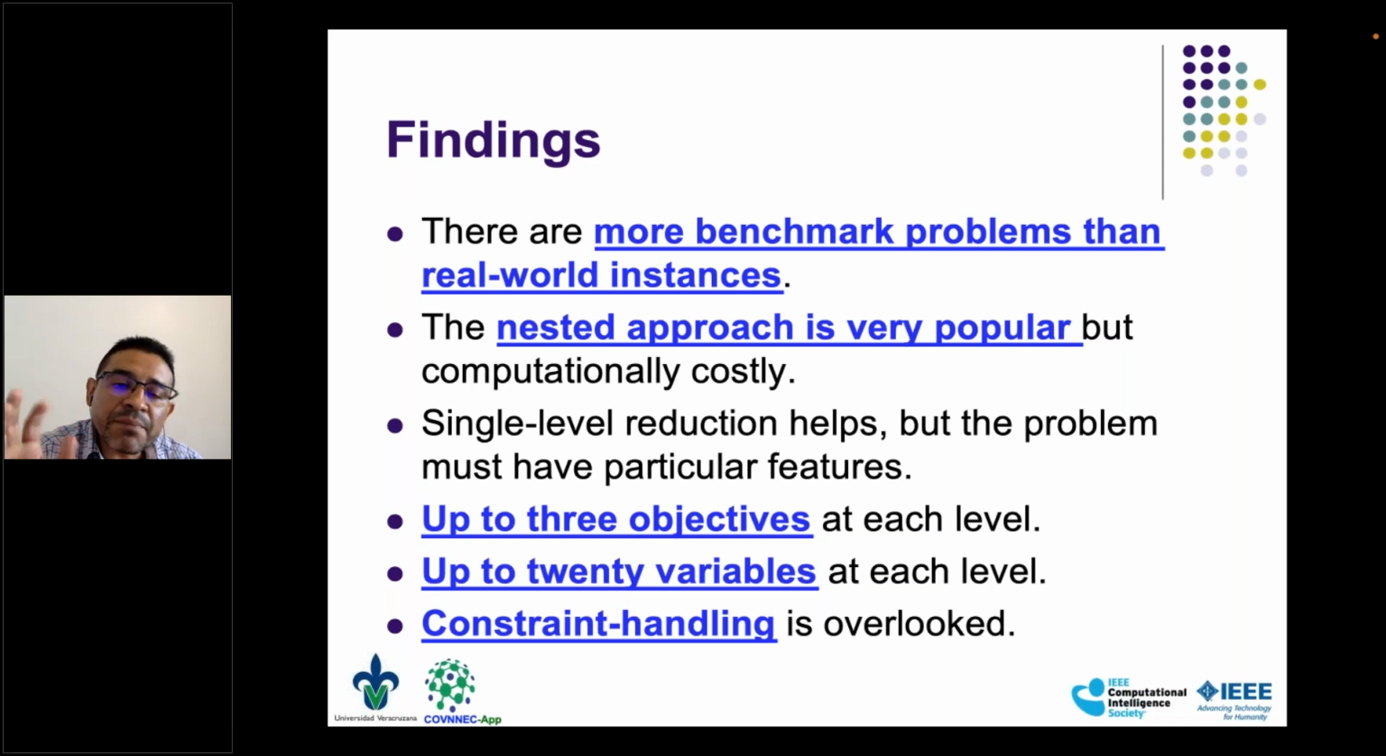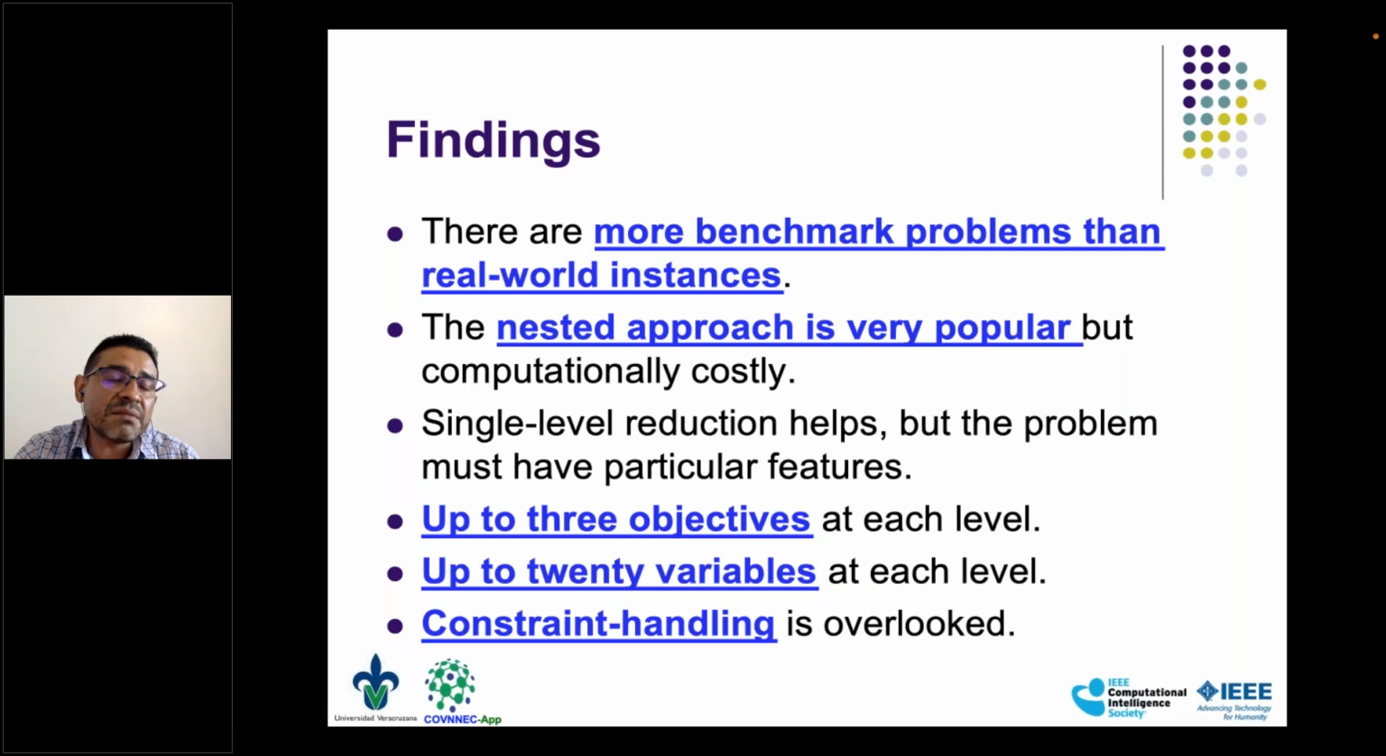Single level reduction is very popular, and it helps particularly for classical optimization techniques. But the problem must have particular features if you need to perform this transformation. And again, you are solving not the original problem, but a transformed problem. We are very limited in the number of objectives. Up to 3 objectives, problems are solved. And as I mentioned before, in the traditional multi-objective optimization literature, you have large scale, many objectives. Here, just 2 or 3 objectives.